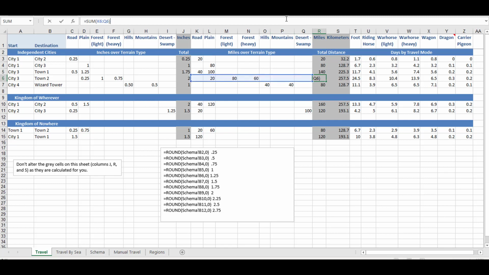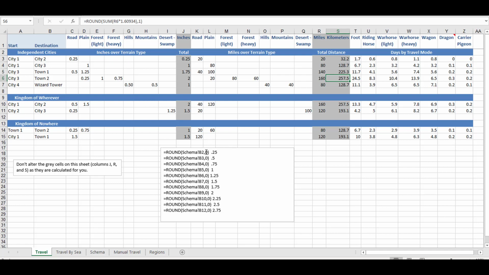If I click in the formula cell, that's all it's doing. It's taking 20 plus 80, which is 100, and plus 60, and it results in, of course, 160. And then this formula has the standard one for figuring out how many kilometers it is. So there you go. That is all done for you. It's relatively simple, especially if you just go ahead and put in this little chart here. I probably should have given this to people.